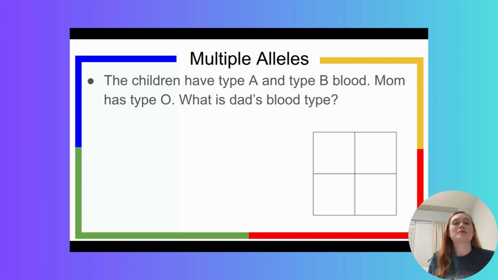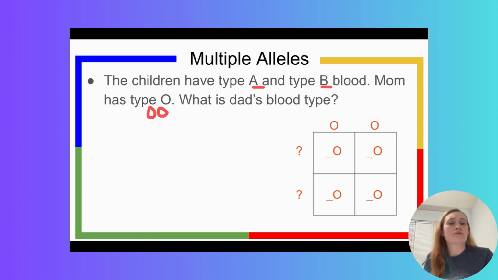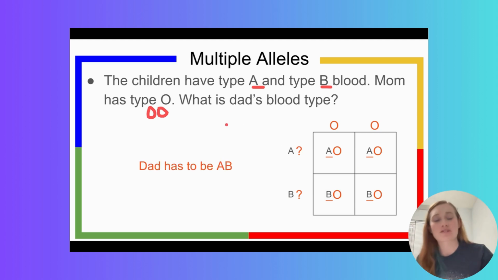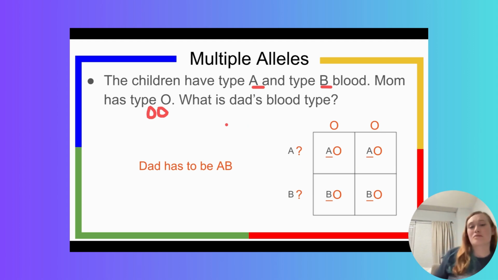So we know mom is type O, so that means she is OO. And the children have type A and type B. So mom's OO, dad is question mark, question mark. We're just going to go ahead and fill in mom and go from there. We know, however, the children have type A and type B, which means there's an A here and there's a B here. So that means dad has to be AB. That's the only way you can get children with type A or type B blood.